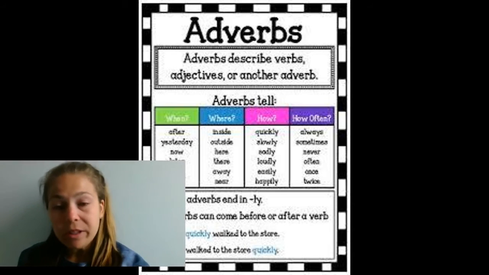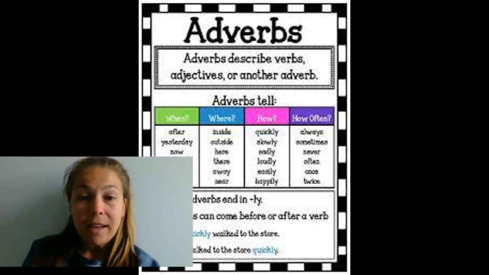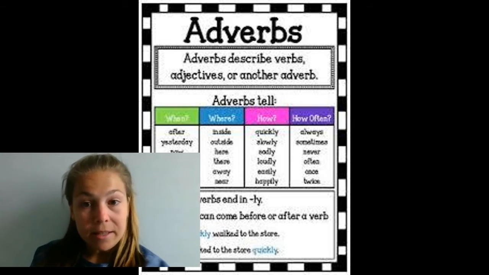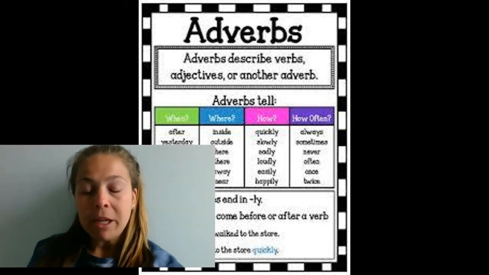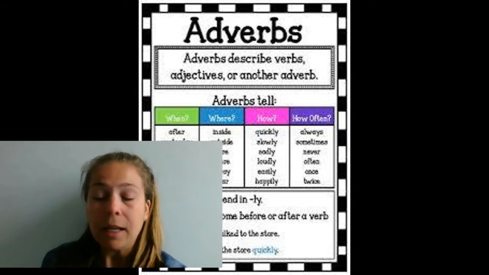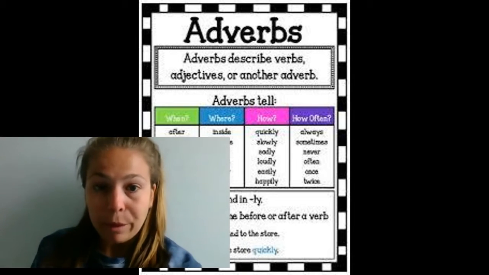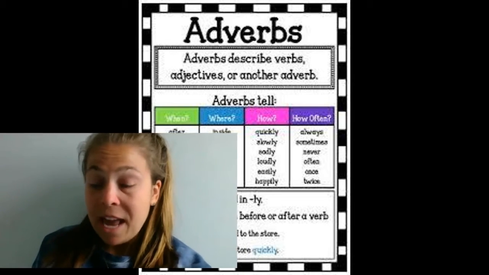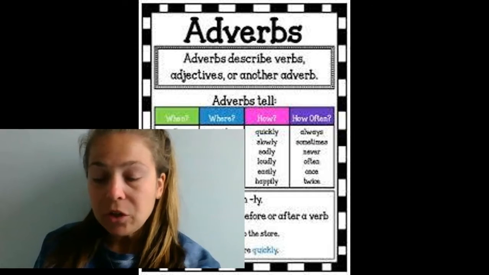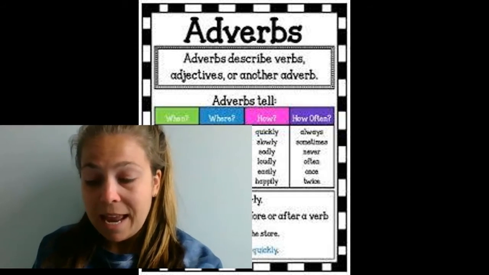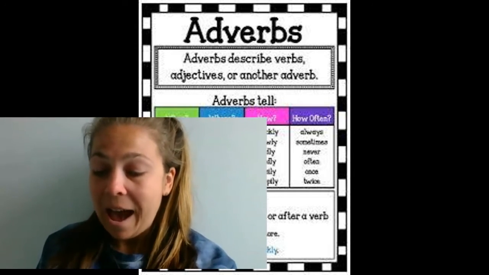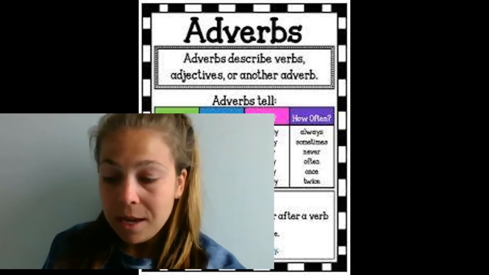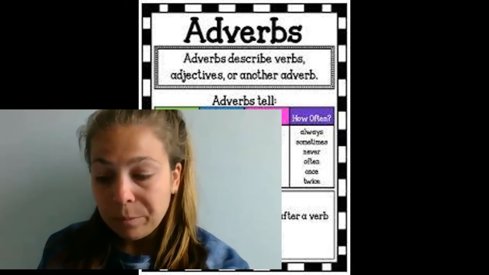Today's focus is going to be on adverbs. Now, we've had some lessons this week focus on our language skill, but I'm here today to show you how we can incorporate adverbs into our writing. Remember, an adverb is a word that describes a verb, an adjective, or another adverb. It tells how often, when, and where.